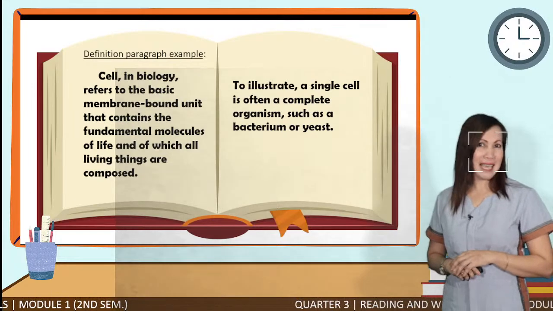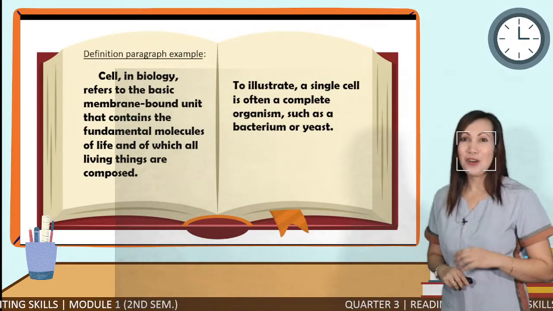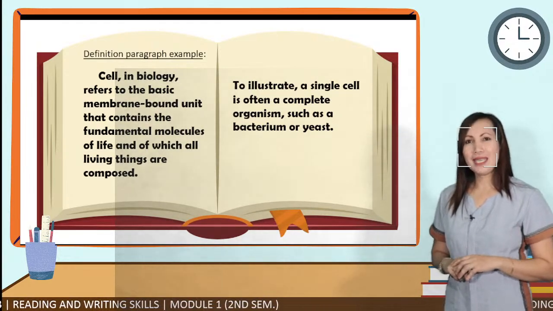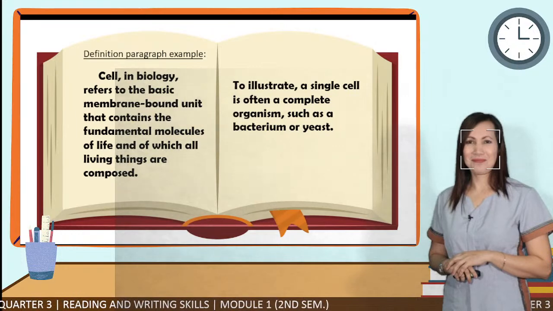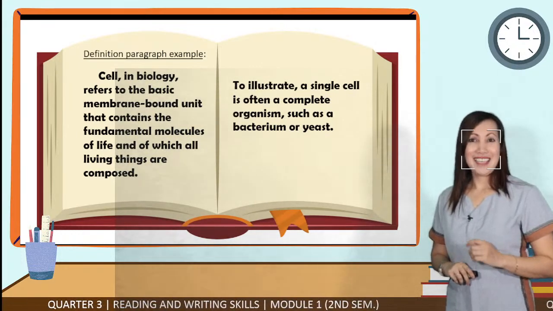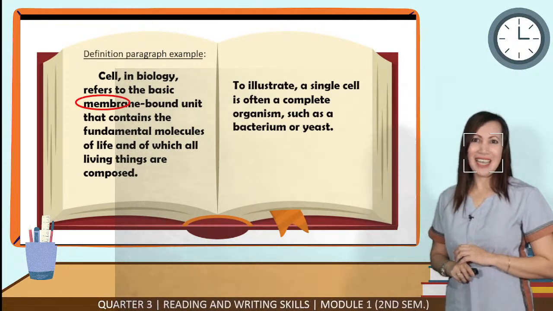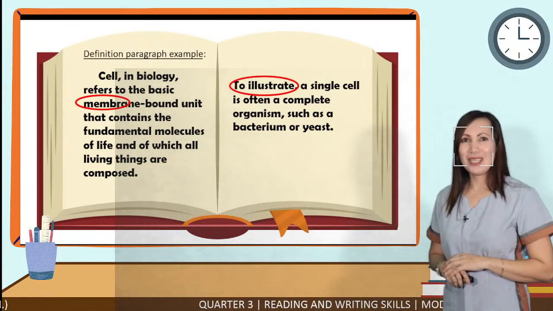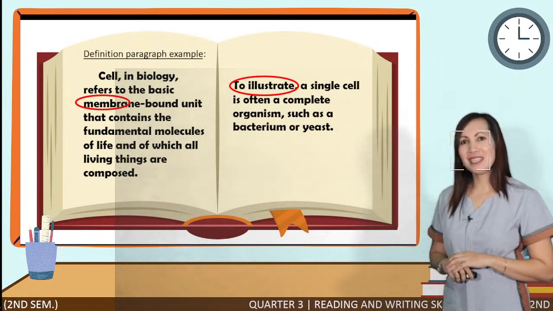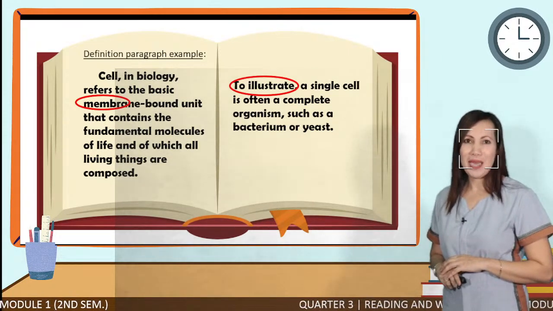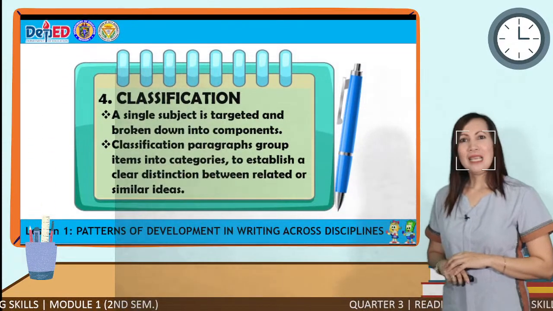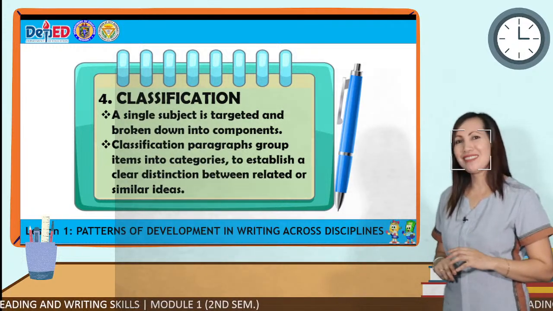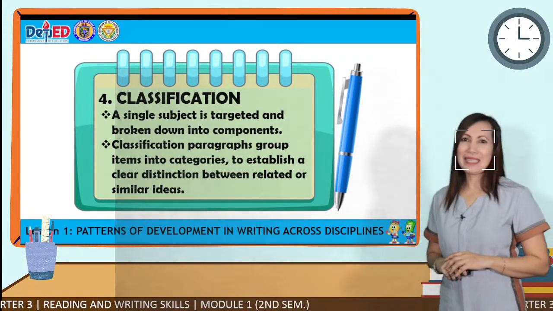Did you learn cell in your biology class? Of course, yes. So you know what is this one. So can you spot what is the signal word used here? I can hear you. So you're correct. That is refers to. And another thing, to illustrate. So those are the signal words used in this paragraph. We are heading on to our last pattern for today. Are you still there? Okay, so we have classification.